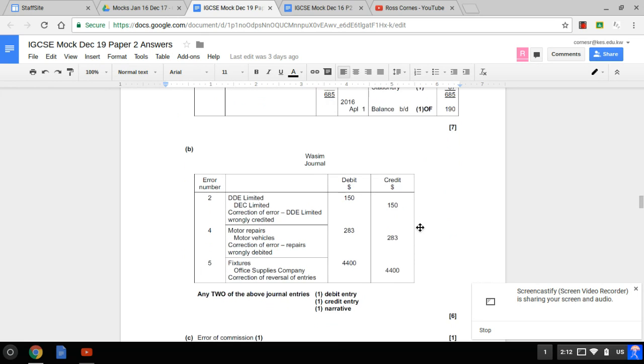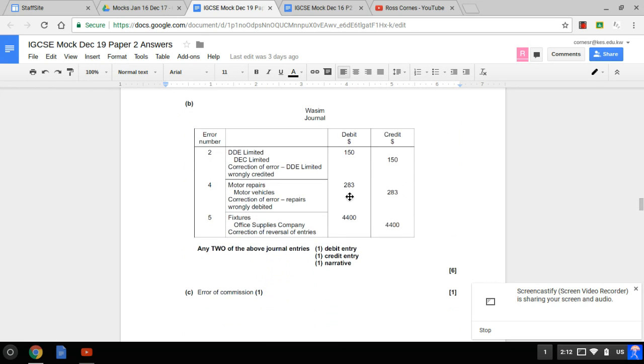I think we went through that when we actually talked about the question at the start. So I'll skip that. You can just pause it and have a quick look at the three possible entries to correct the errors that don't affect the trial balance. Don't forget you need to have some kind of commentary to get the full marks. It says so in the question.